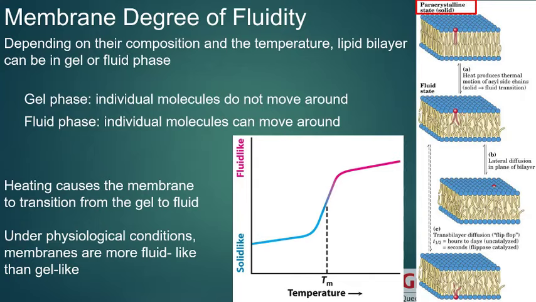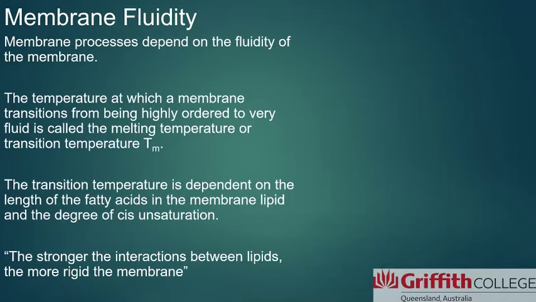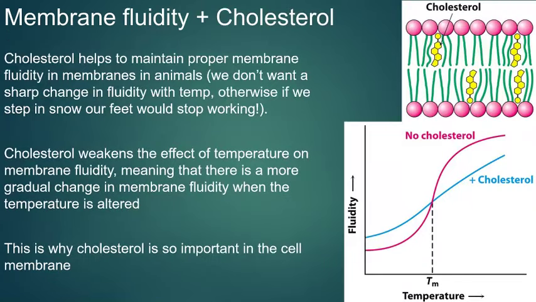We want to have a greater degree of control over the fluidity of our membrane, and we do this by controlling the transition temperature, the Tm, which we do by controlling the degree of interactions between lipids. The transition temperature is dependent on the length of the fatty acids in the membrane lipid and the degree of cis unsaturation. Again, I was repeating everything from last week in class. But the big takeaway message here is the use of cholesterol.